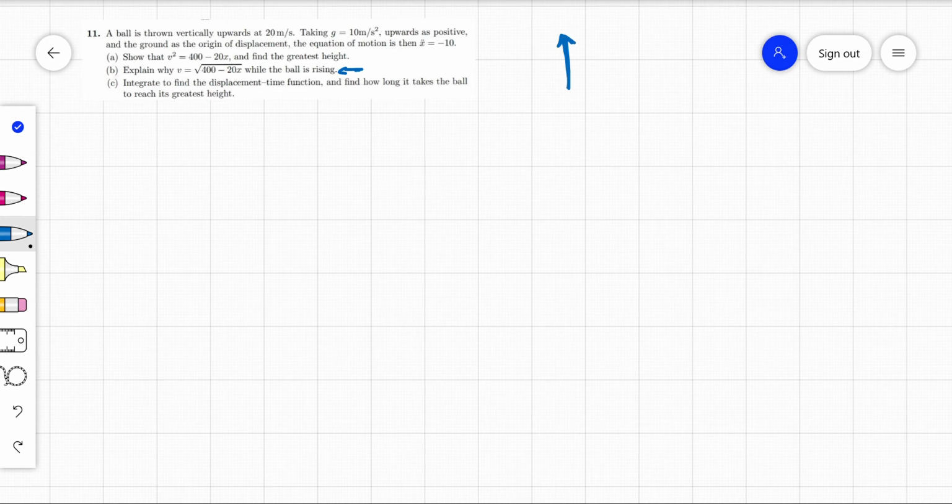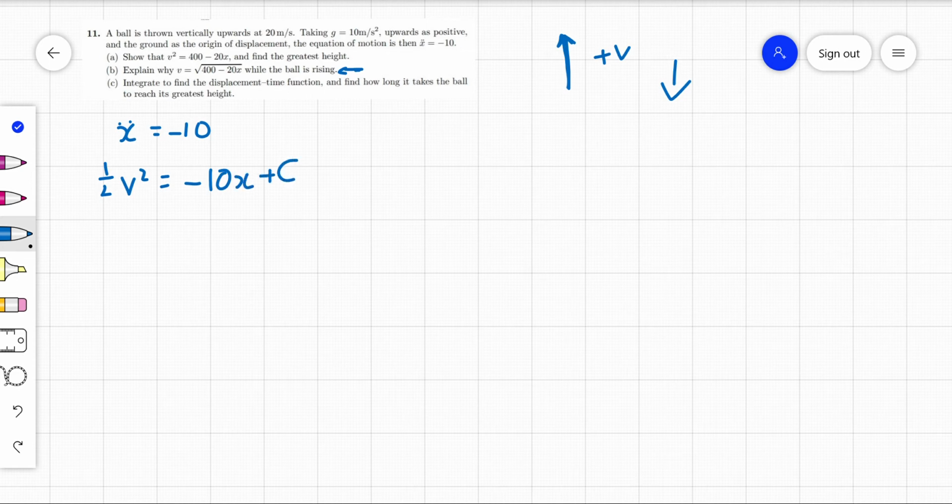So while it's rising, we're saying this is positive v. So v is positive in the upwards direction. So the acceleration is going to be due to gravity, and it tells us to use 10 for gravity. So the acceleration against it, so heading downwards, so negative, is 10. And we're interested in the v squared x equation, so we're going to use d by dx of half v squared. So this will be minus 10, integrate with respect to x.